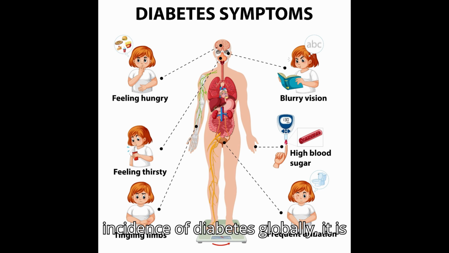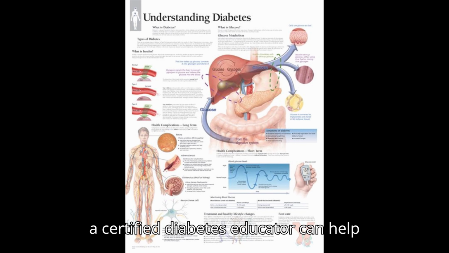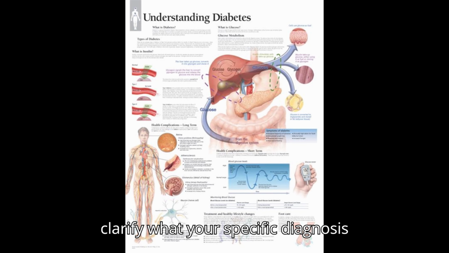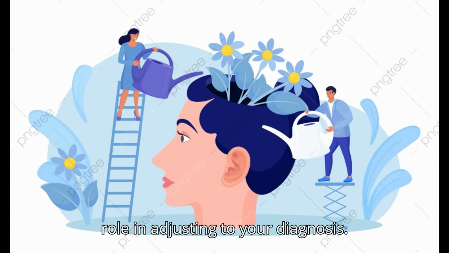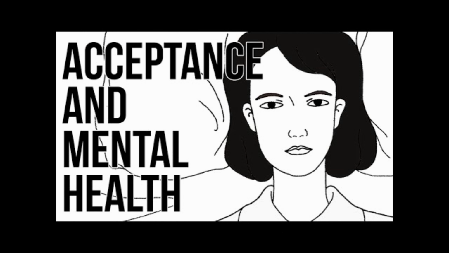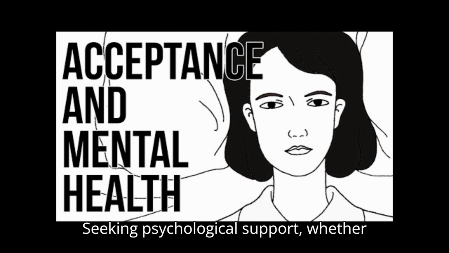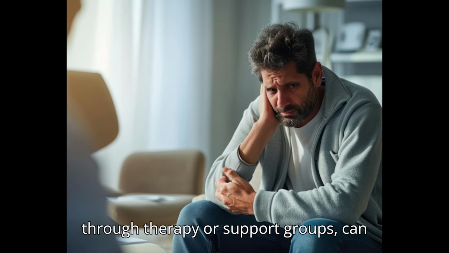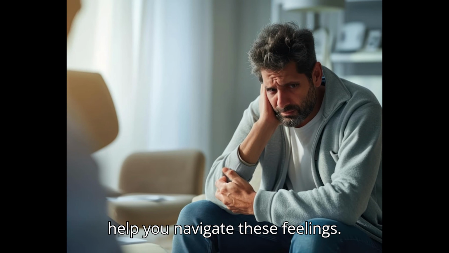Accepting the diagnosis. Education. Understanding diabetes is the first step toward effectively managing it. Familiarize yourself with the different types, including type 1, type 2, and gestational diabetes. Engaging with your healthcare provider or a certified diabetes educator can help clarify what your specific diagnosis means and what to expect. Mental health. Acceptance plays a crucial role in adjusting to your diagnosis. It's common to feel overwhelmed, experiencing emotions such as frustration, fear, or sadness. Seeking psychological support, whether through therapy or support groups, can help you navigate these feelings.